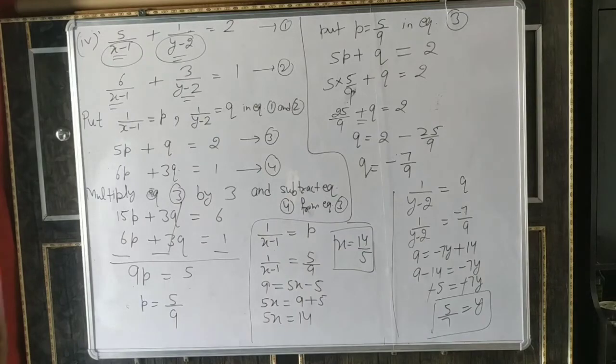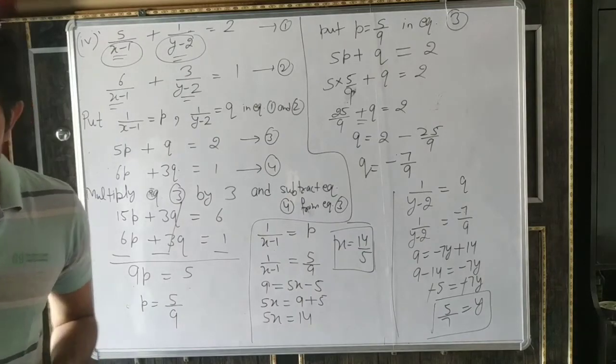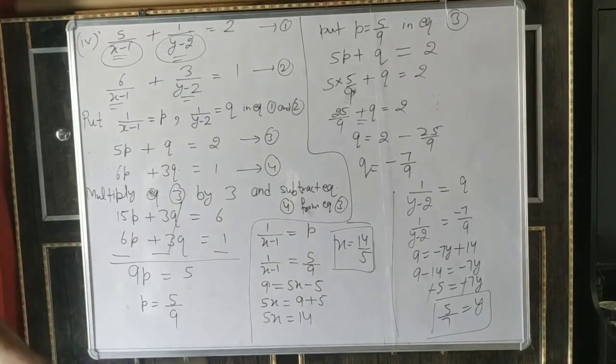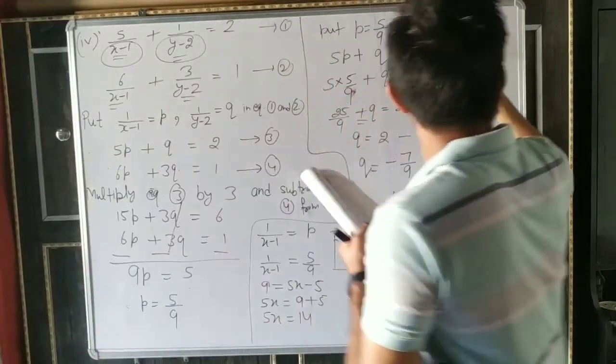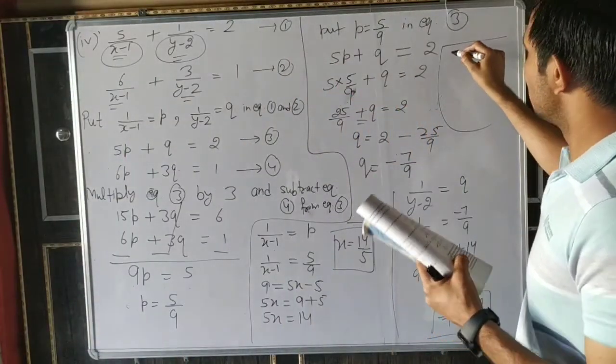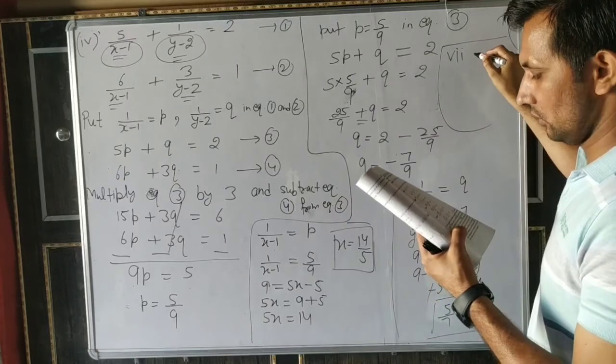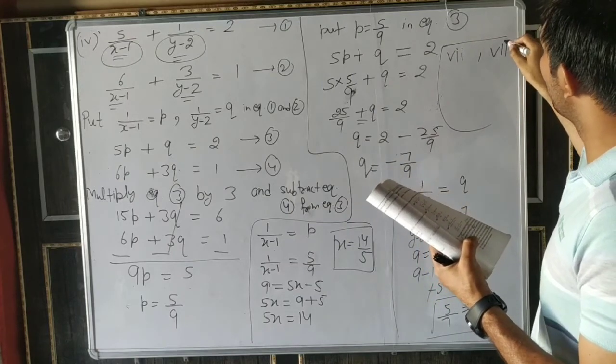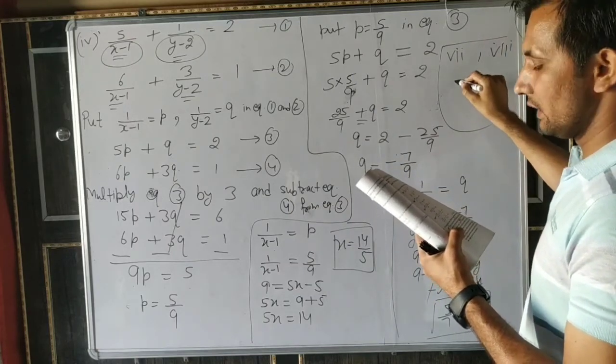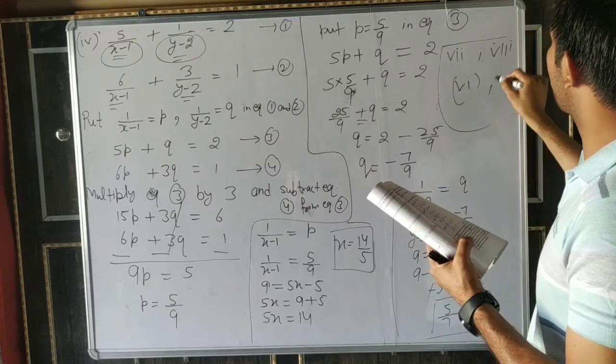Understand? So you will do it yourself. The 7th part is your homework. You will do the 7th part, the 8th part you will do yourself, and the 6th and 5th parts also you will try yourself.